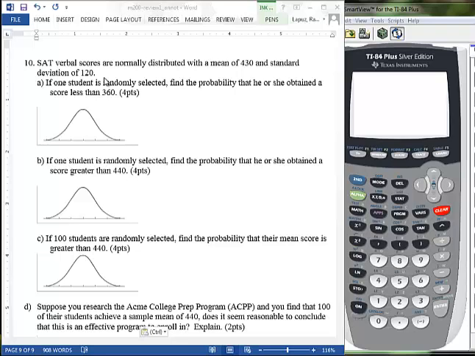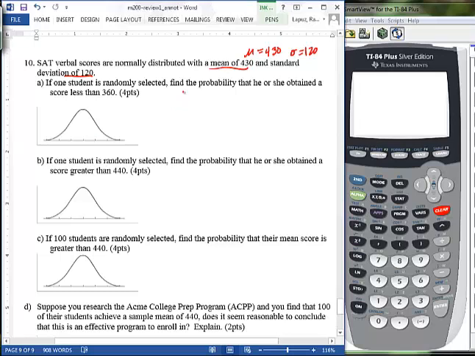Problem number 10 on your midterm review. SATs are normally distributed with a mean of 430 and a standard deviation of 120. The first question asks, if a student is randomly selected, find the probability that he or she obtained a score less than 360. What we are given are the mean and standard deviation: mu is equal to 430 and sigma is equal to 120 for our verbal SAT scores.